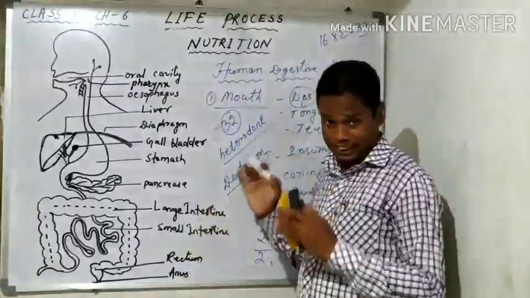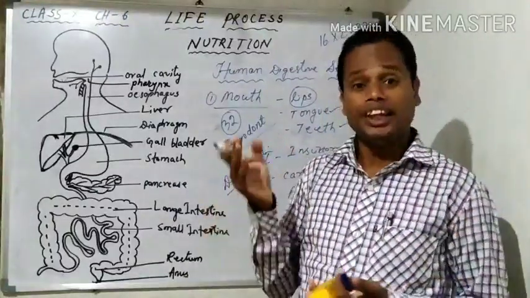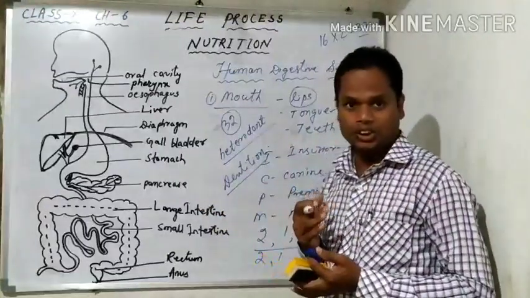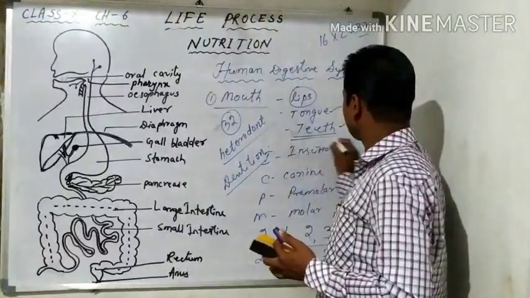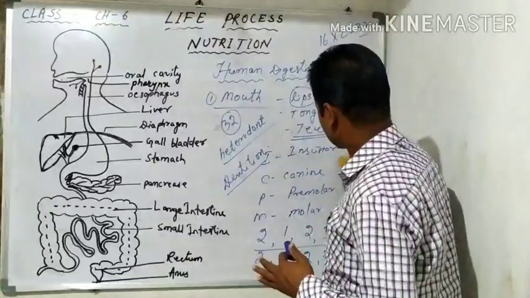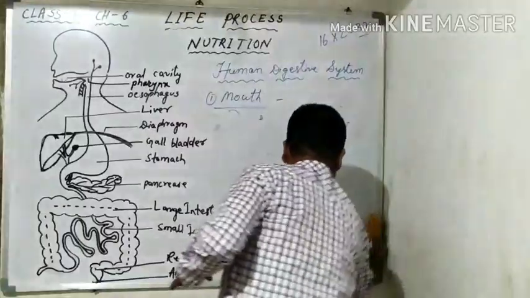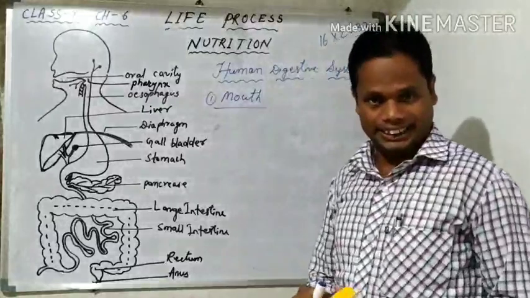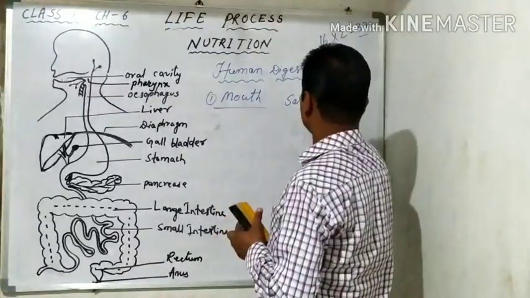About the structure of teeth and their function, everything we will discuss in detail in 12th class. For this class it is enough. So teeth completed. Now let's go to the next part, that is the salivary glands. As I told you, the salivary glands are present.